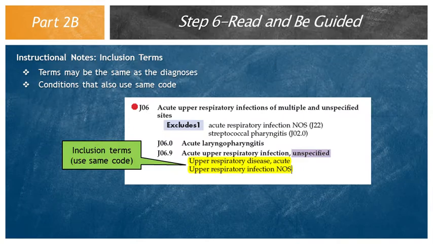In Step 6, you will read and be guided by instructional notes. Instruction notes in the tabular list clarify information and provide additional directions for the coder about a condition. There are different types of instructional notes in the tabular list, one of which is referred to as inclusion terms. Inclusion terms refer to conditions that may be the same as the diagnosis or may be conditions that also use the same code. For example, the medical conditions highlighted under subcategory J09 are inclusion terms.